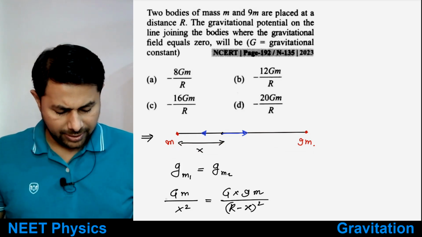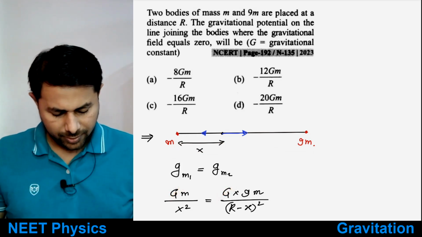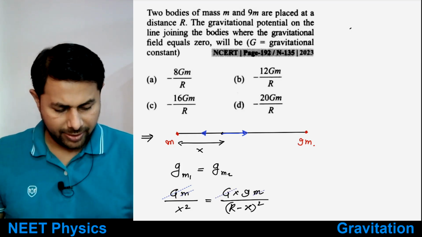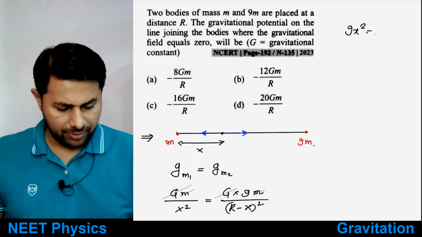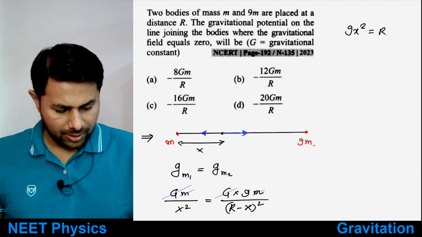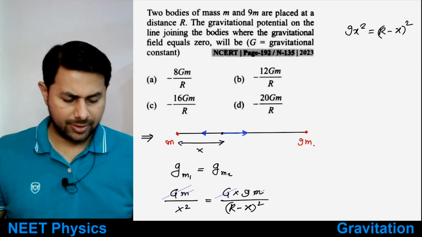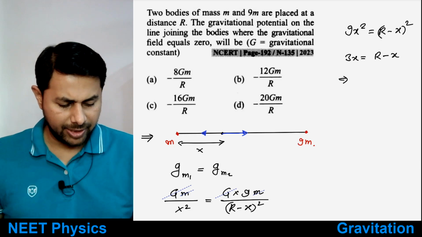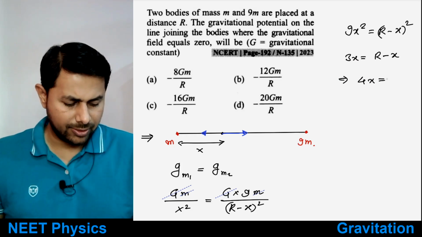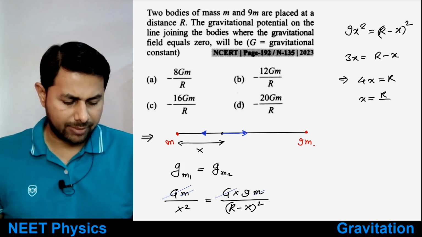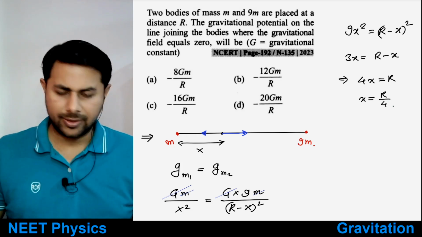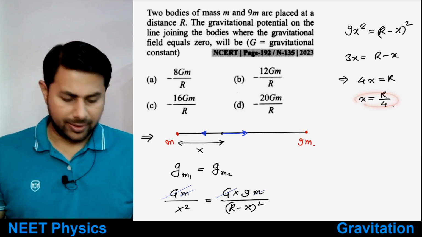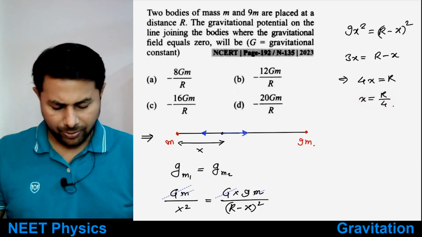So then you can cancel out G. You can cancel out this mass and this mass. So 9 times x square is equal to (r minus x) square. Take square root. So 3x is equal to r minus x, and that means 4x is equal to r. So x is equal to r by 4. Okay, you got that, right? And after that, you got x equal to r by 4.